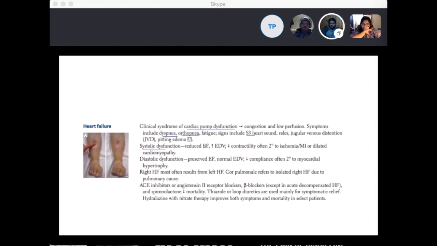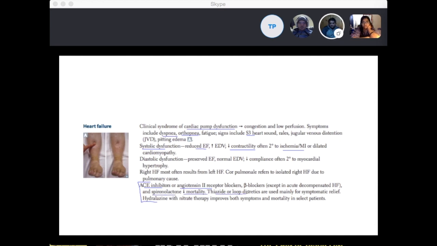In systolic dysfunction, you're going to see reduced ejection fraction and decreased contractility due to something like an ischemia or MI or dilated cardiomyopathy. And the biggest thing I wanted to take from this was here, because I didn't cover many of the other drugs today in my lecture, but you could do ACE inhibitors and angiotensin II receptor blockers for decreasing mortality, or spironolactone.